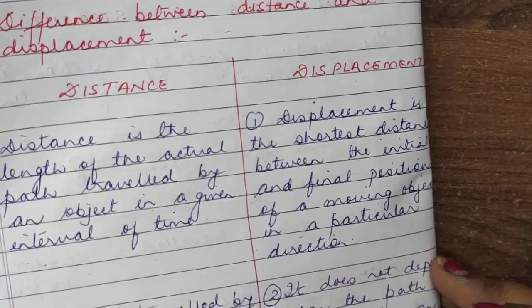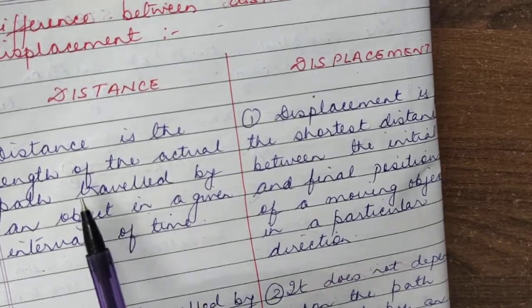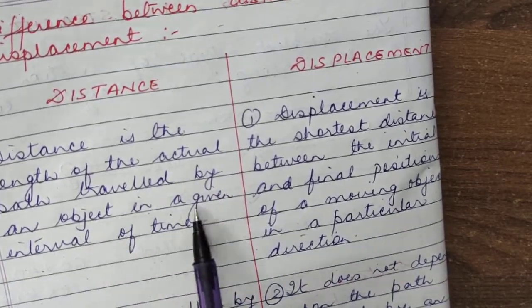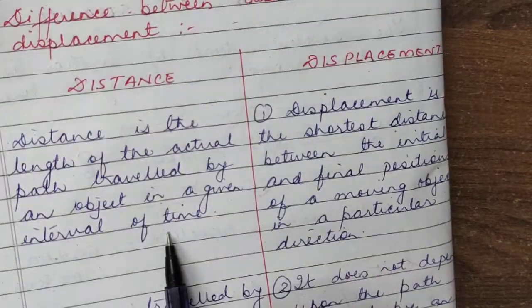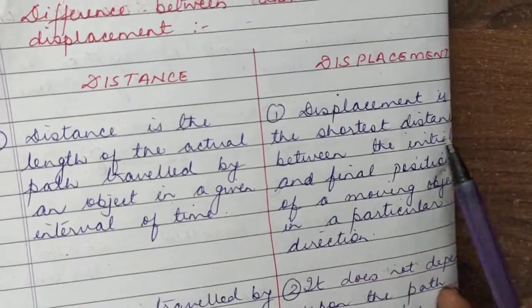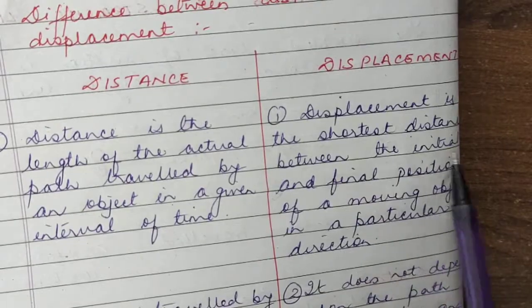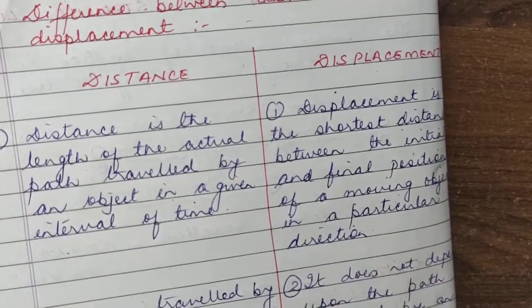Now, let us understand the difference between distance and displacement. Distance is the length of the actual path travelled by an object in a given interval of time. Means your first difference is simply the definition part, and displacement is the shortest distance between the initial and final position of a moving object in a particular direction.